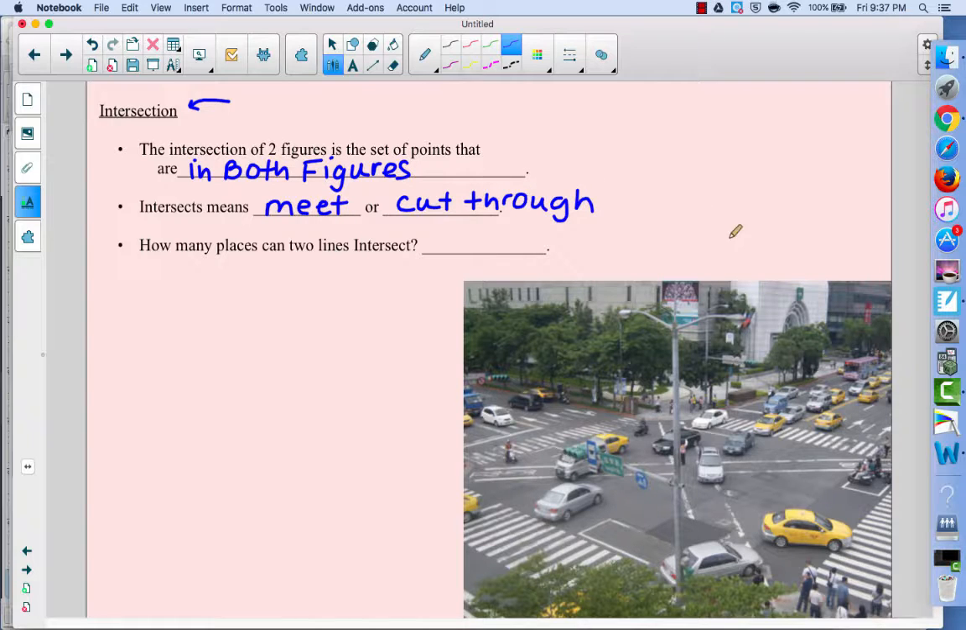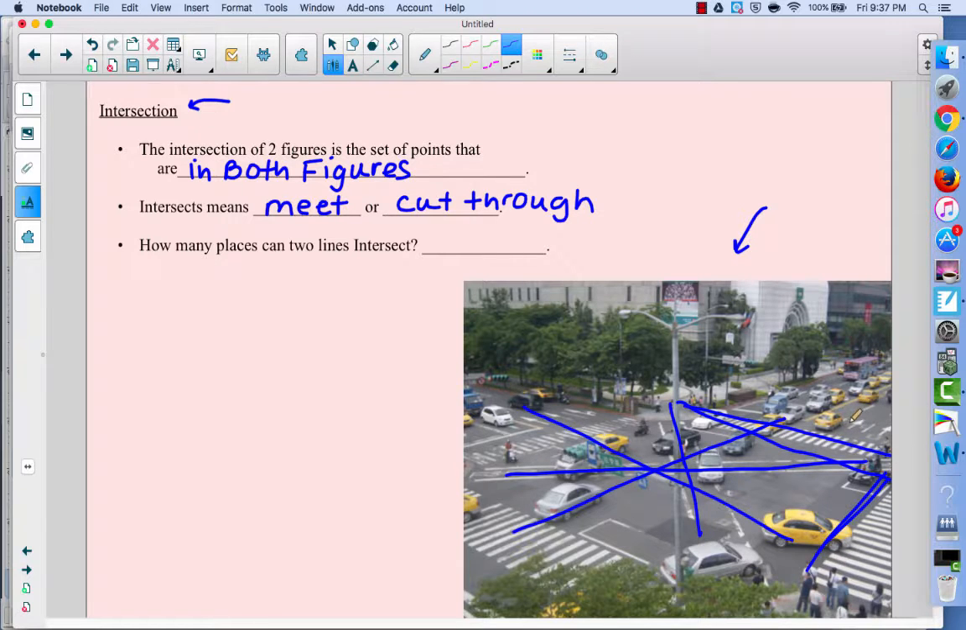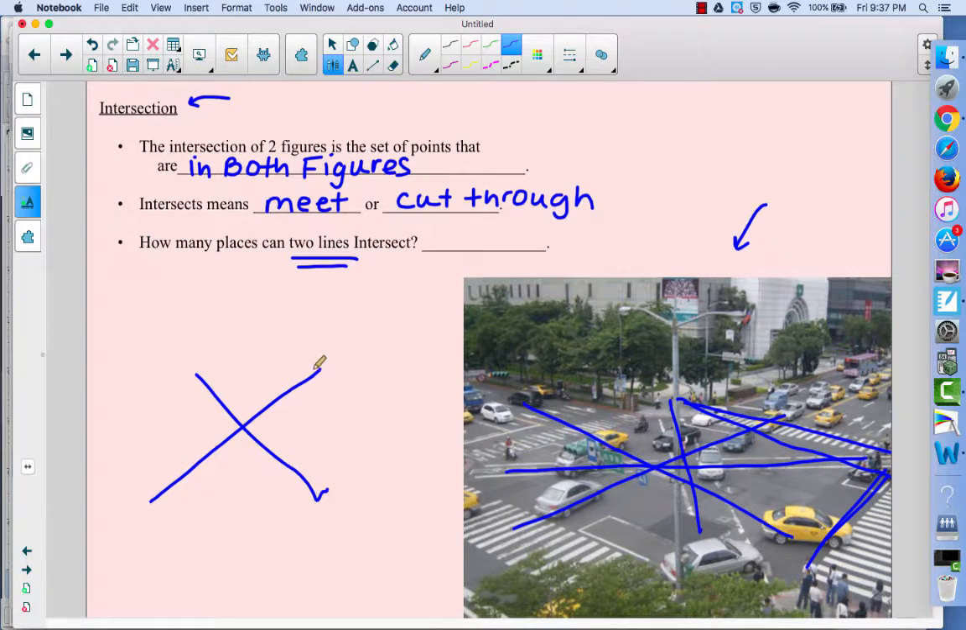Now, I gave you a kind of funny little picture here of some streets intersecting. The streets could be intersecting this way. It looks like the people can walk this way, and those would intersect. I could be crossing here and then crossing here. It's going to meet it at some point. But how many places can two lines actually intersect? Well, if I draw two lines and I put my arrows at the end, I hope that you had said to yourself that two lines can only intersect in one place.